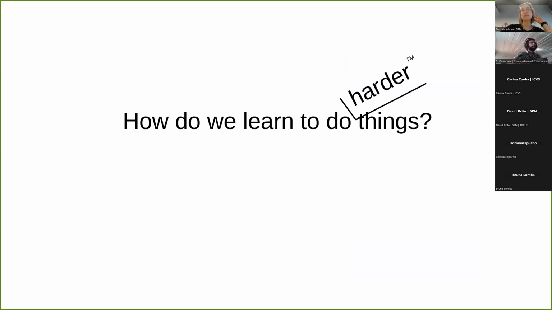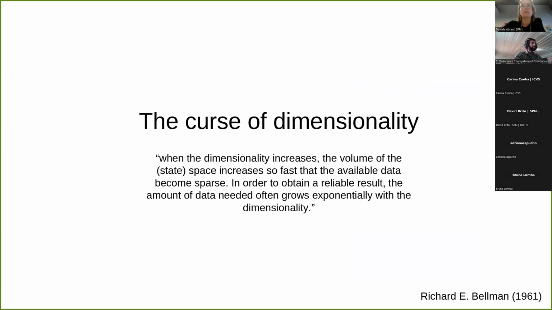So we know that these simpler problems have been studied for a long time. How about harder things, like, for example, learning to walk or to play tennis? There's a reason why we struggle with studying these problems. That's because of the so-called curse of dimensionality. The curse of dimensionality states that when the dimensionality of a problem increases, the volume of the state space increases so fast that the data becomes sparse. This means that the larger your problem, the more data you need, oftentimes growing exponentially in size.